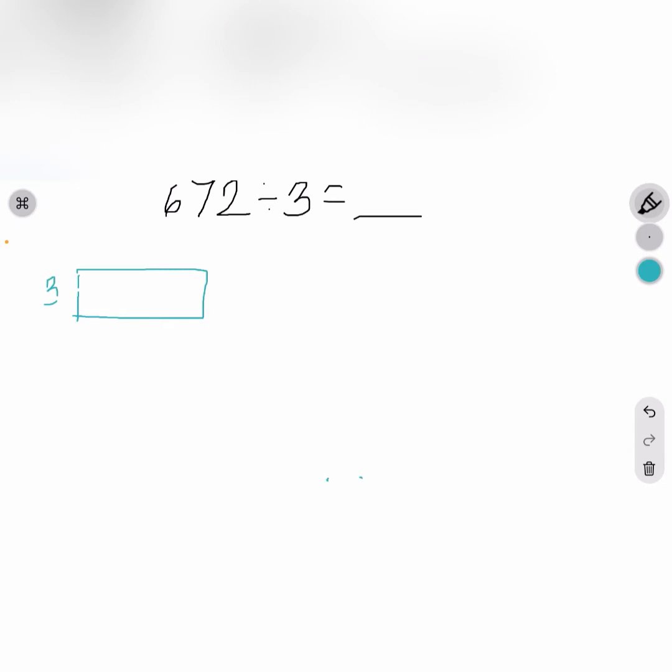So my next step is to think about 3 times how many hundreds will get us as close as possible to an area of 600 square units. Because if we look at 672, we know that we need 6 hundreds. Okay, so we should know that 2 hundreds times 3 would give us 6 hundreds. So I'm writing 2 hundreds on top of my rectangle, and this is my area model. And inside I'm writing that will give me 600 square units.